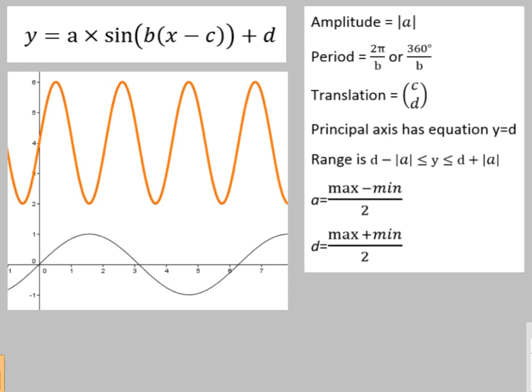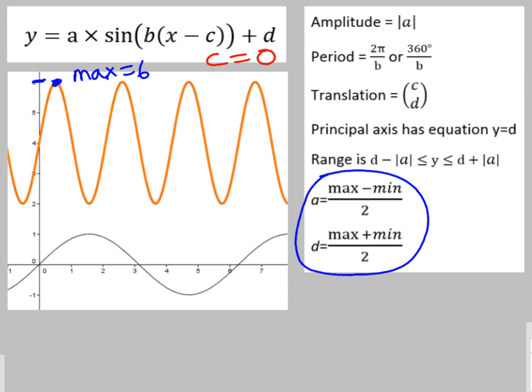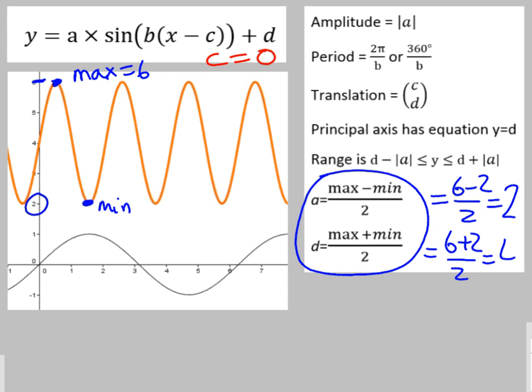I made this one up, and I should tell you at the beginning c is 0, but the task is, from this orange graph, how can we determine the values of a, b and d? Well, let's focus on these for a moment. We can see the maximum value of the function is 6, and we can see the minimum value of the function is 2. So replacing that in this equation, we've got 6 minus 2 over 2, which is 2 for the value of a, and here we've got 6 plus 2 over 2, which is 4 for the value of d. So that's a good start.